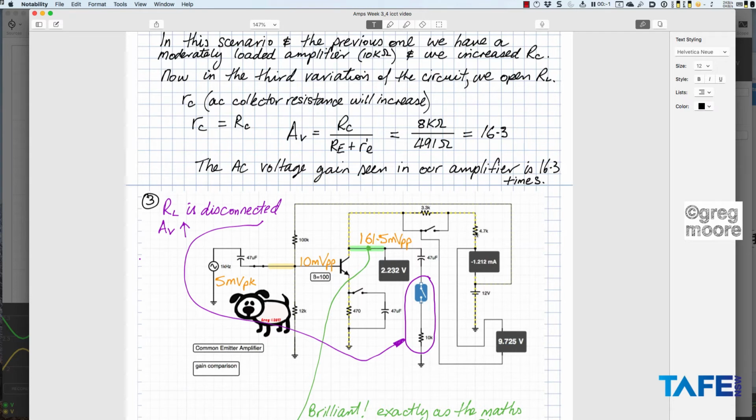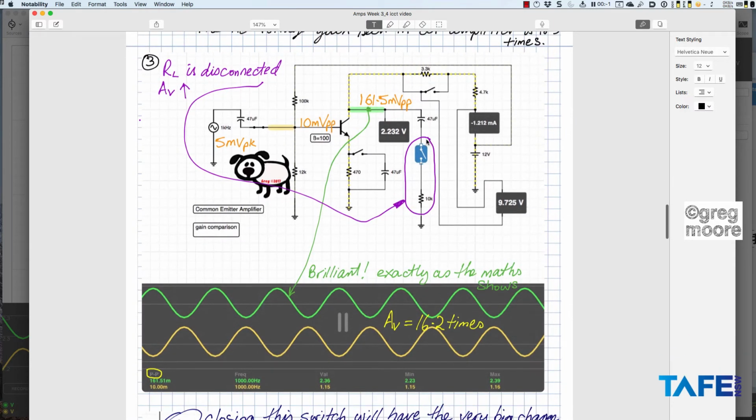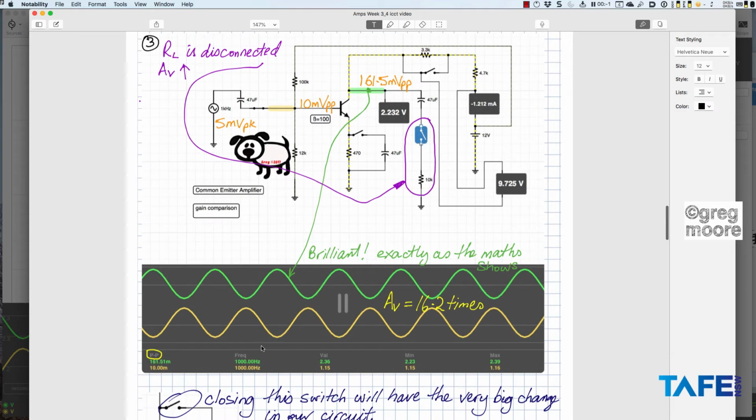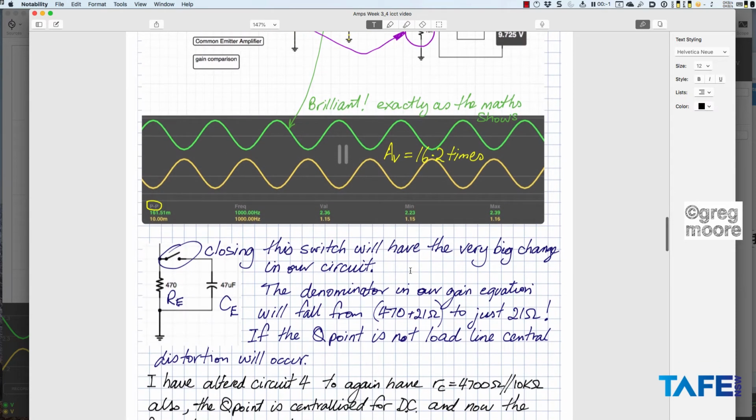So I had 4.7K plus 3.3K, 8K. Again, we haven't changed anything in the emitter circuit, so it's big RE plus little RE, giving 16.3 times. And the voltage gain seen in the amplifier was in fact 16.3 times. Here it is: peak to peak, 161 millivolts on the collector, 10 millivolts there. Divide that by that, we get a gain of 16 times. That's perfect. That's exactly what we wanted.